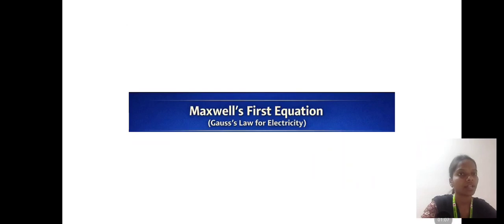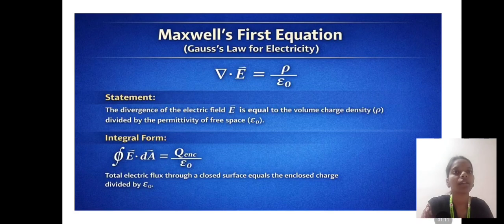Maxwell's first equation, Gauss law for electricity. In this Gauss law, the statement is that the divergence of electric field E is equal to the volume charge density divided by the permittivity of free space. That means del dot E equals rho by epsilon naught. Del dot means divergence, del cross means curl. This is the Gauss law.